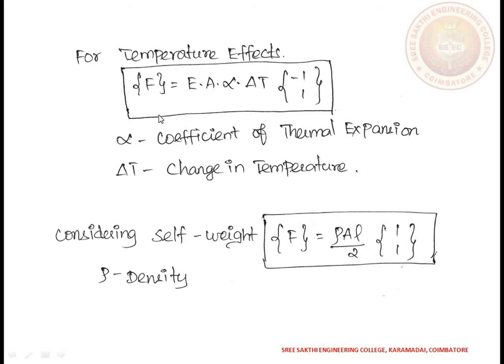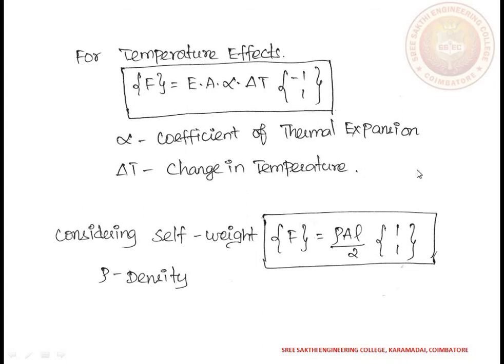Suppose in a bar the temperature varies. With a change in temperature, stress is also developed, so for that reason we need to calculate it. We can include it in the force formula as E into area into alpha into del T into the vector minus 1, 1, where alpha is the coefficient of thermal expansion and del T is the change in temperature. When considering self weight, sometimes the questions give the density. At that time you can include it in the force formula: rho into A into L divided by 2 into the vector 1, 1.